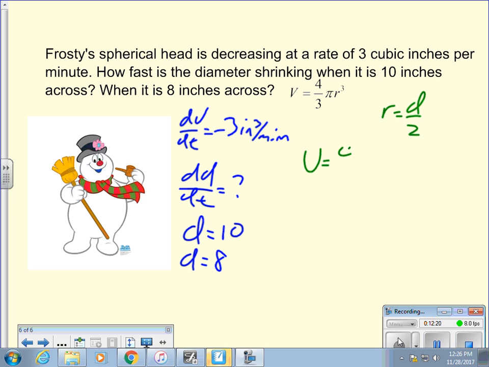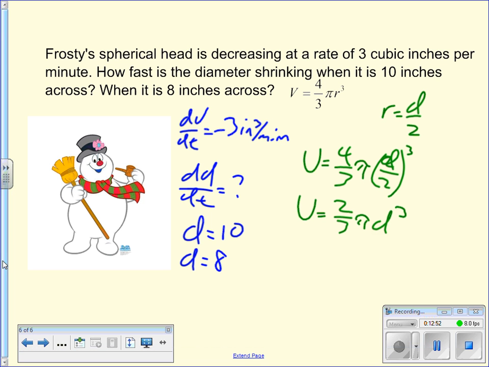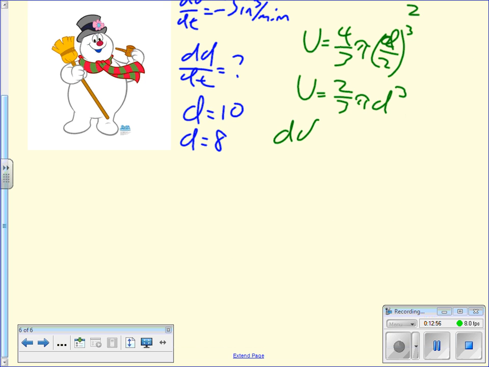So that means the volume is 4/3 pi (D over 2) cubed. 2 cubed is 8. 4/3 times 1 over 8. So my volume is 2/3 pi D cubed, because it reduces down. It's not a very difficult thing to do. Now I have things in terms of diameter instead of radius. So I go ahead and take the derivative. dV/dt is equal to, bring down the 3, so I get 2 pi D squared dD/dt. Because I bring down the power, reduced by 1. 3 times 2/3 is 2. Okay, pi D squared.